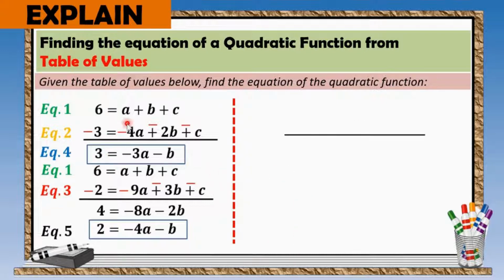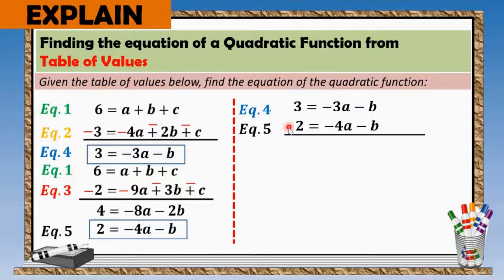So, yung solution natin kanina, nilipat ko lang dito para guided kayo. So, let us now get equation 4 and equation 5. So, equation 4 is 3 equals negative 3A minus B, and equation 5 is 2 equals negative 4A minus B. So, ang goal naman natin dito is to remove B. Para ang matira na lang natin na isolve ay si A.